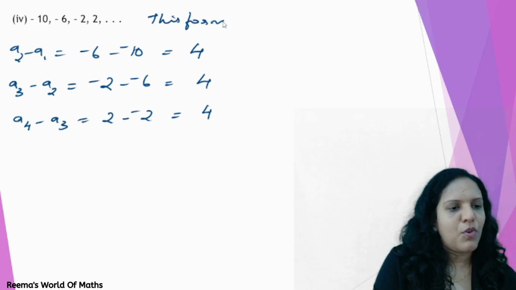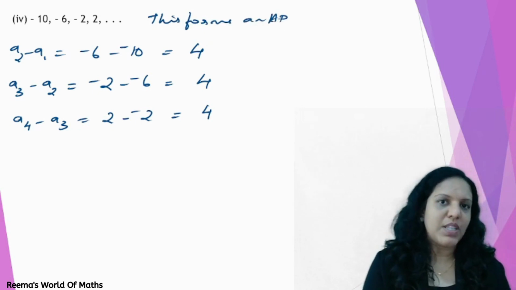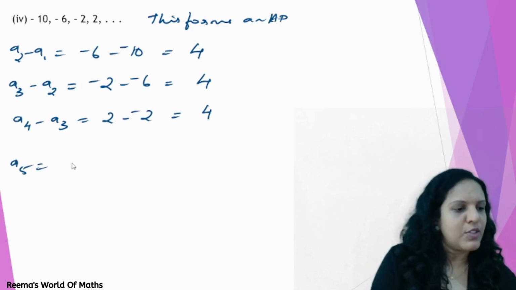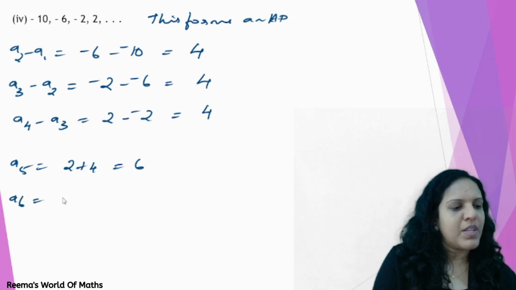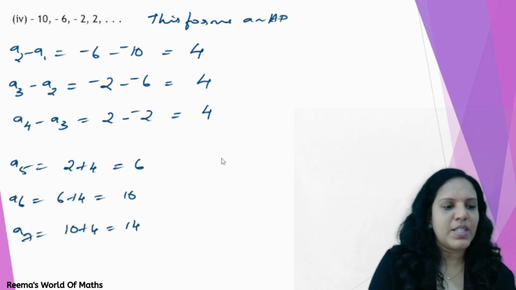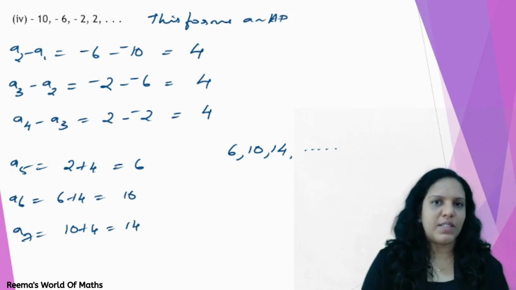Let's write the next three terms of the series. A5 equals A4 plus the common difference, which is 2 plus 4 equals 6. A6 will be 6 plus 4 equals 10. A7 will be 10 plus 4 equals 14. So the next three terms of this AP are 6, 10, 14. Let's see the next question.